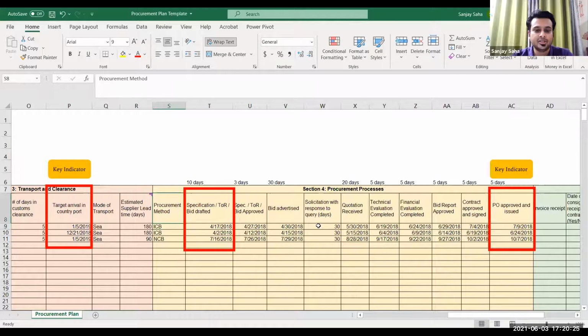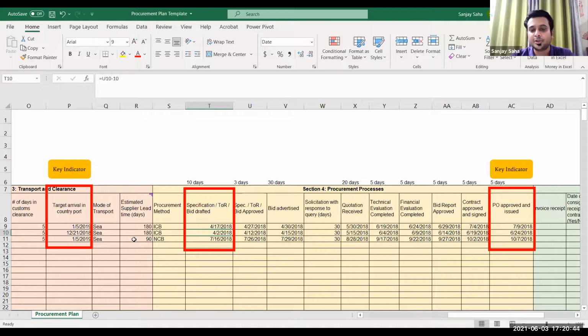Okay, so we had the procurement method ICB, NCB. NCB is taking less time. If you see here, 90 days, because it's national competitive bidding. International bidding is taking 180 days for the supplier to manufacture and then come to your country.